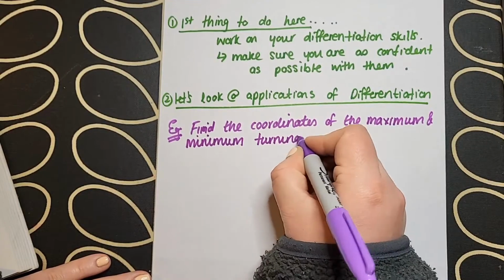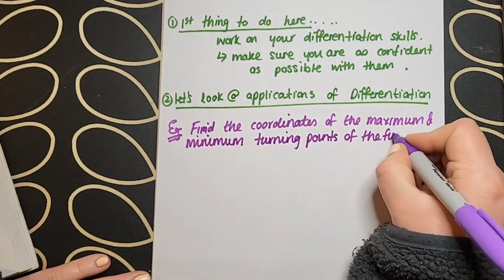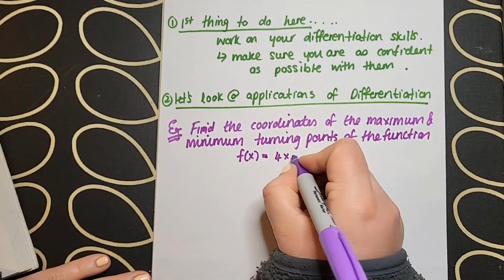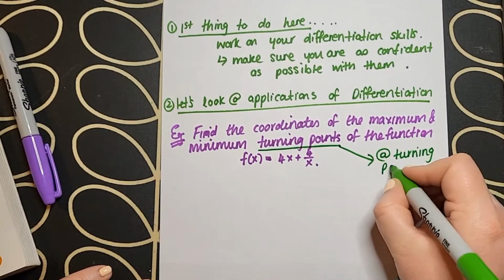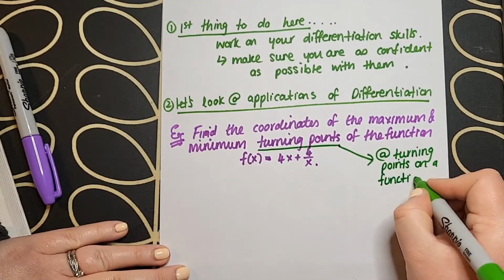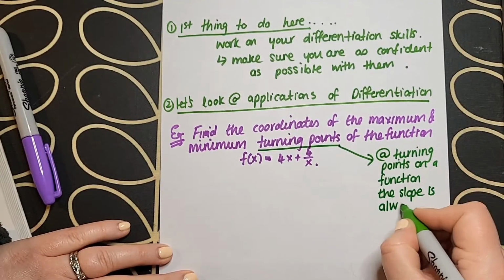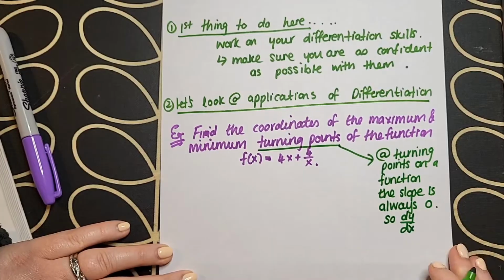So let's look at our first example. Find the coordinates of the maximum and minimum turning points of the function f of x is equal to 4x plus 4 over x. The minute you see turning point, maximum point, minimum point, you need to think dy dx equals 0.